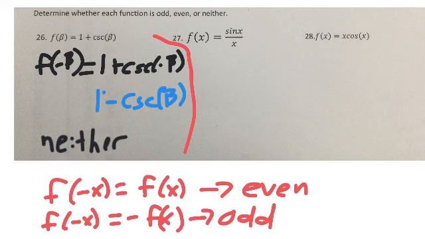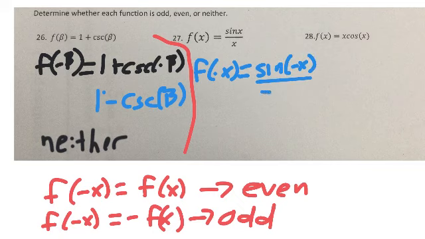Okay, so for 27, we're going to be plugging in f of negative x. So that's going to be sine of negative x. F of negative x is going to be sine of negative x over negative x.